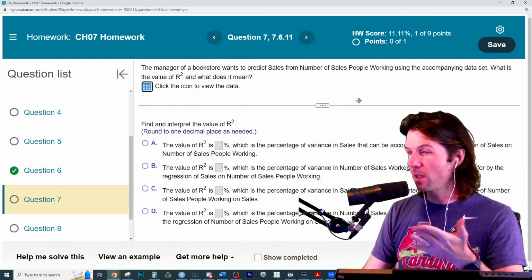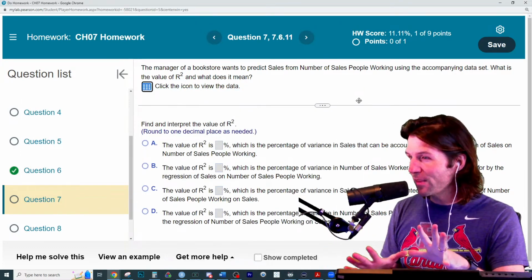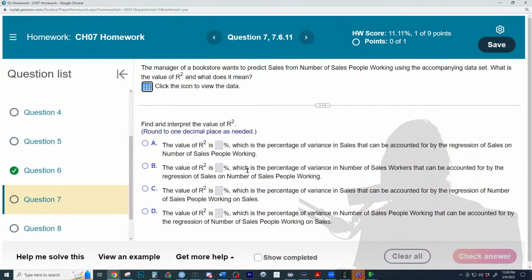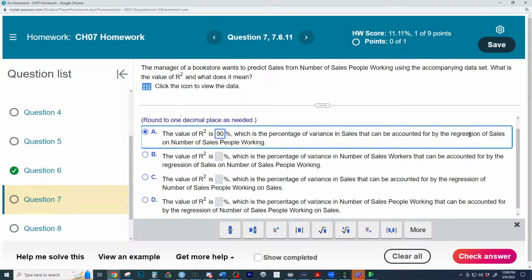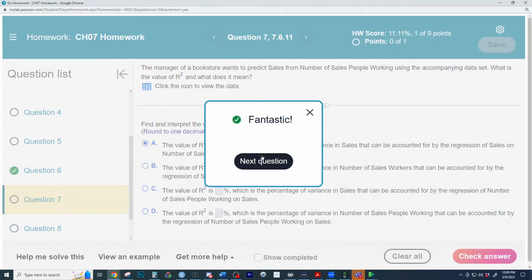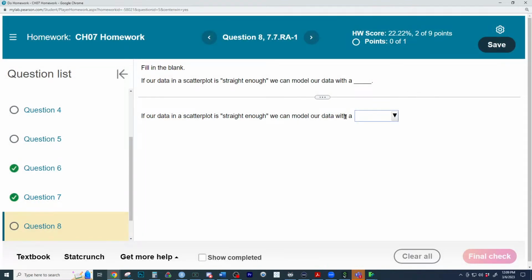Now, with my Pearson, they're going to give you a standard structure that is similar-ish. So, which is the percent of variation in sales that can be accounted for by a regression of sales on number of people working? I think that's the right one here, because they're regressing y on x. So the x is the salespeople working, and regressing y, which is sales, on number of people working, regressing y on x. 90% of the variation in sales. We want to understand sales. There we go. Once again, write it down.